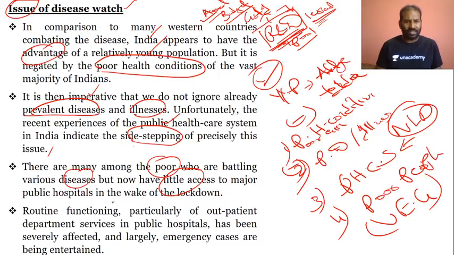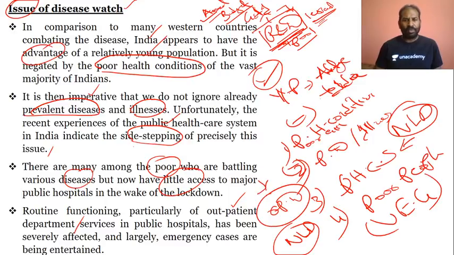So that is a concern. And as we also know, what is happening is that the routine functioning of particularly outpatient departments, OPDs, in the public hospitals has been severely affected. Why? Because of the national lockdown. Many of the poor people, the economically vulnerable groups, are the ones who visit the OPDs in public hospitals, and those have been almost closed, or the services are not being provided because of the national lockdown.